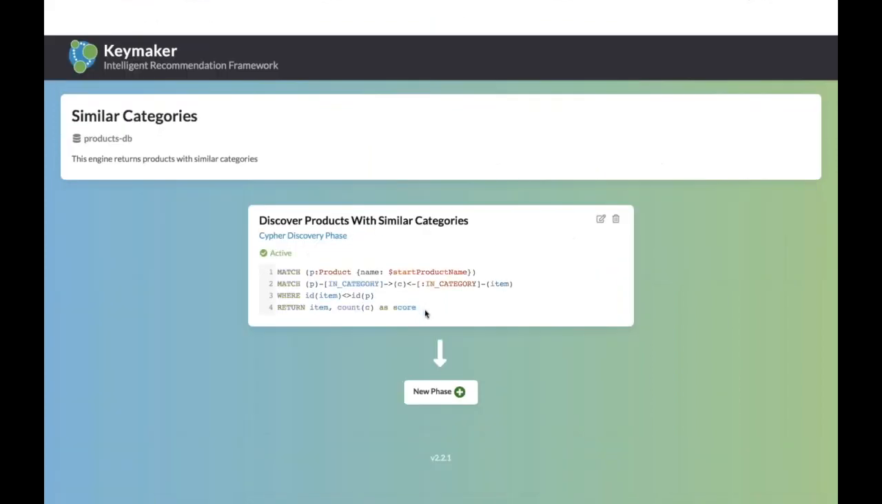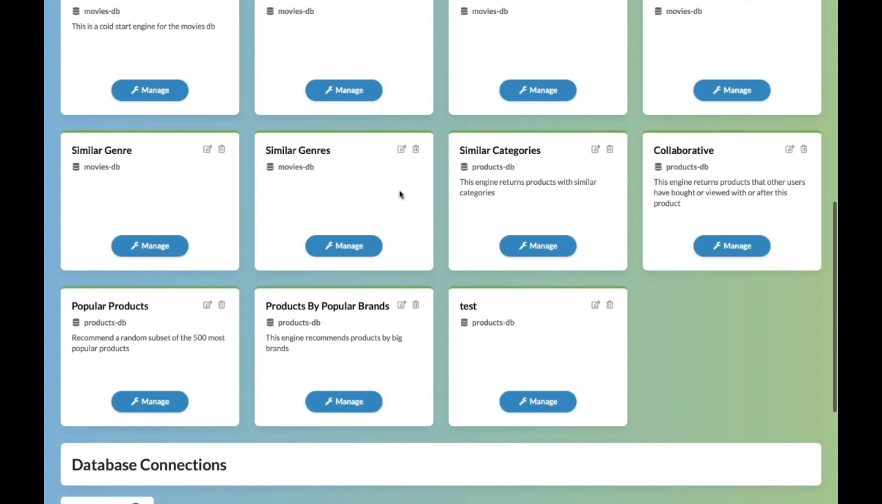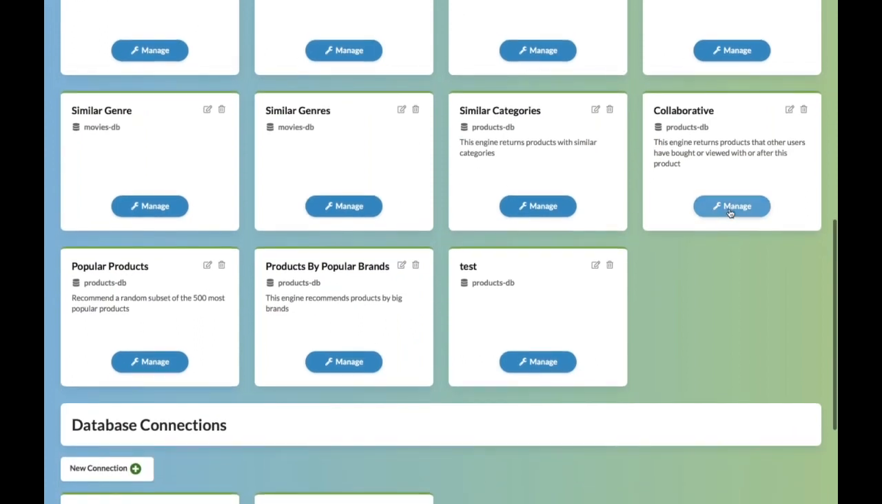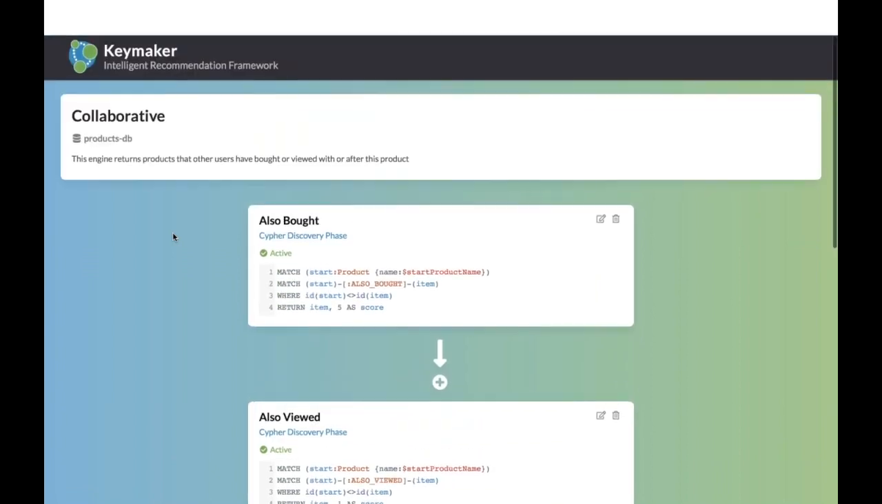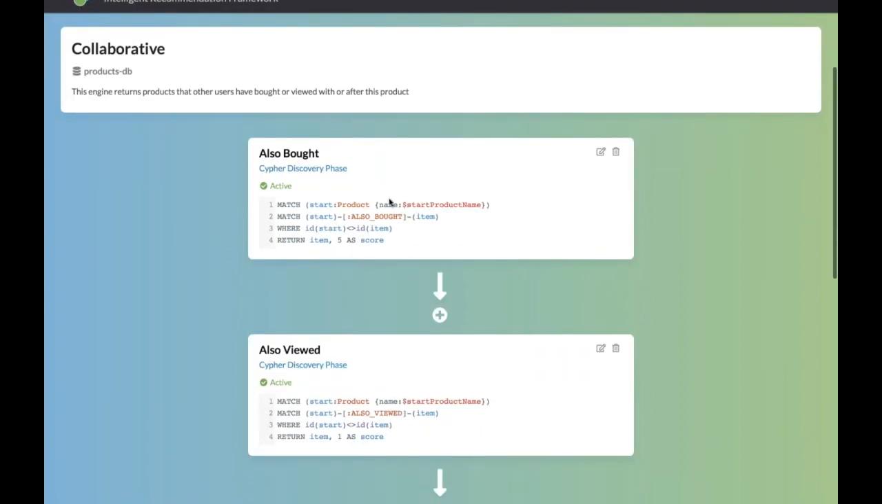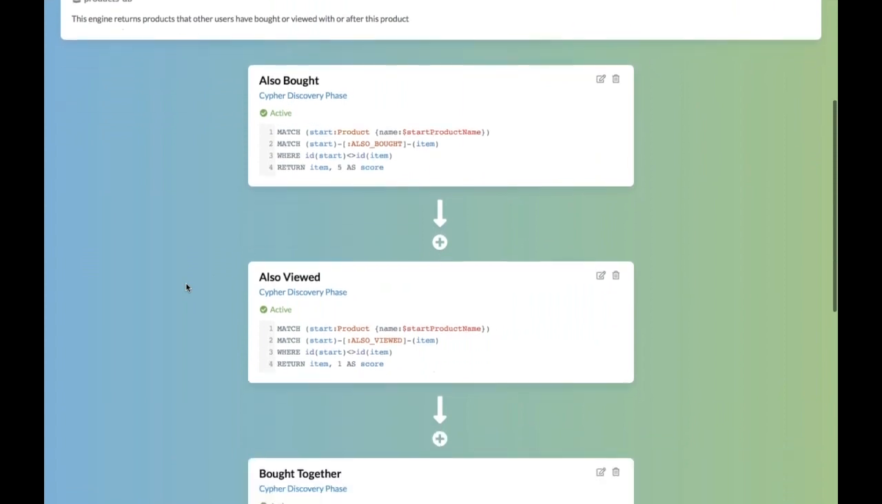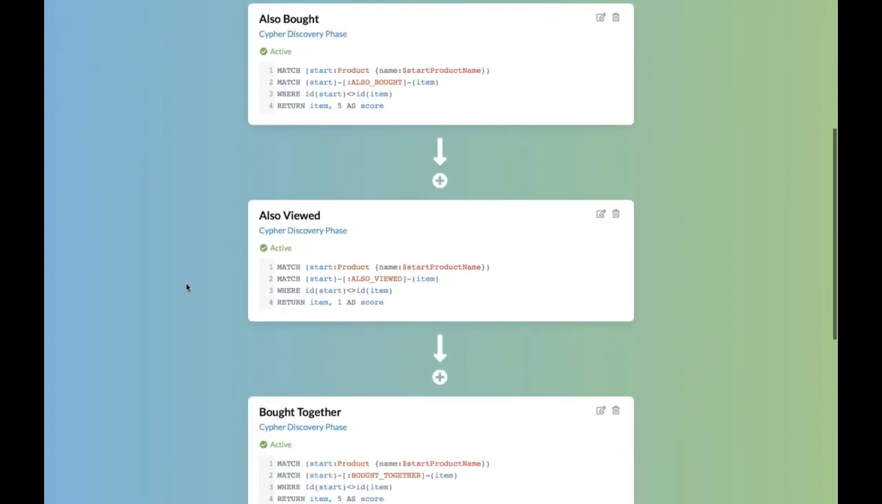So similar categories is pretty straightforward. We find the categories that are in common between different items, and then we return them, and we also score them based on how many categories are in common. And collaborative filtering, this is what other people also liked. So here are the other things that they bought. So people who bought the item you're looking at also bought this.